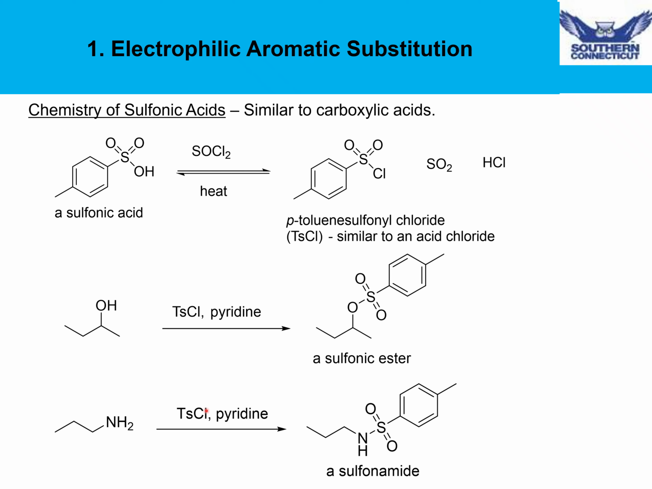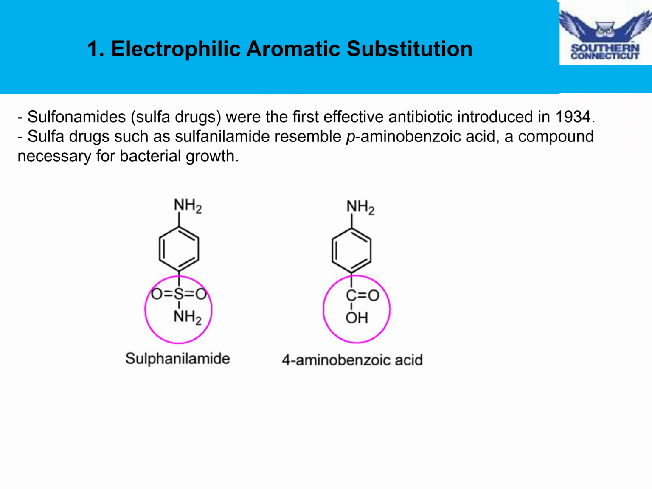Tosyl chloride can also react with an amino group to form a sulfonamide. Sulfonamides, or sulfa drugs, were the first effective antibiotic that was introduced into the market. They were introduced around 1934. Sulfa drugs are effective as antibiotics since they mimic para-aminobenzoic acid, which is a compound that is necessary for bacterial growth.